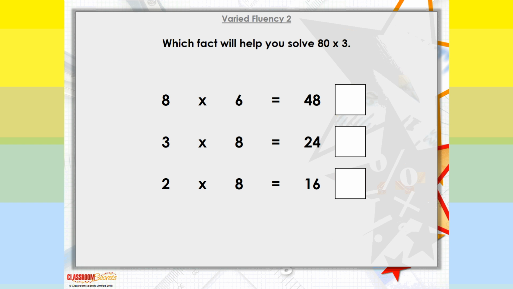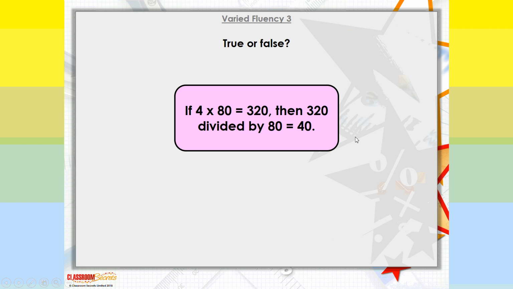Have a little look. Which fact will help you solve 80 times 3? Which one do you think you'll need? Pause the video and now let's look at the answer. Here's of course this one here, because 3 times 8 equals 24. So we'd know the answer would be 240.